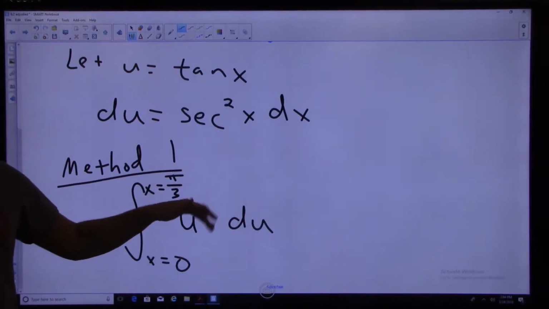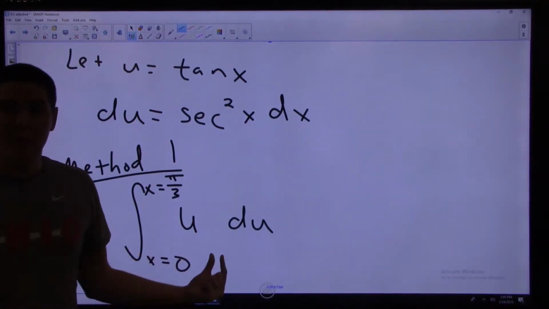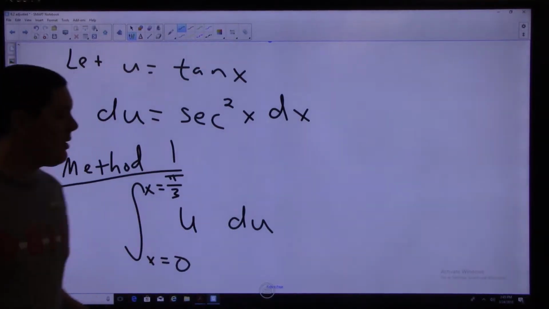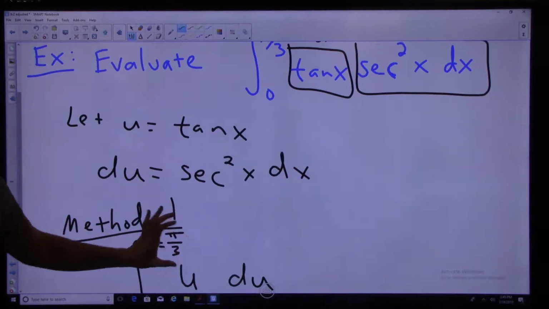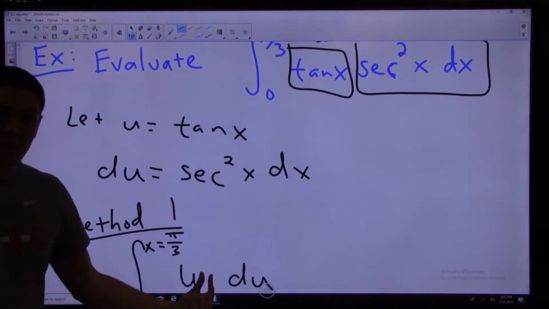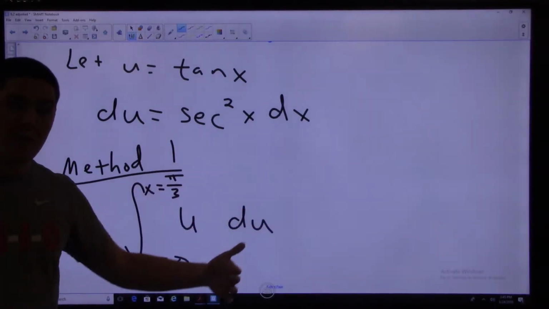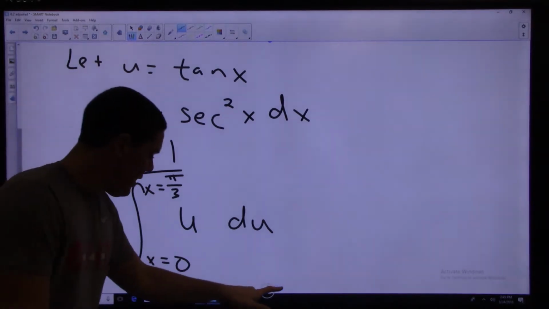I will be able to at the end, when we figure out our antiderivative. Once we do, and we replace u with tangent of x, we'll be able to plug those in for x. We cannot plug those values in for u, because these are x values. This is just the first method that I'm trying to explain. The next method will be a little different. Hopefully you'll see the difference.